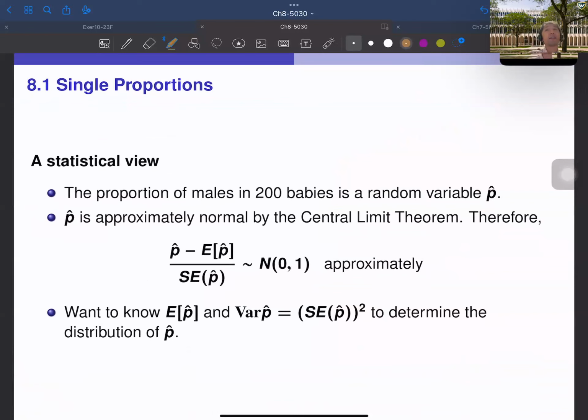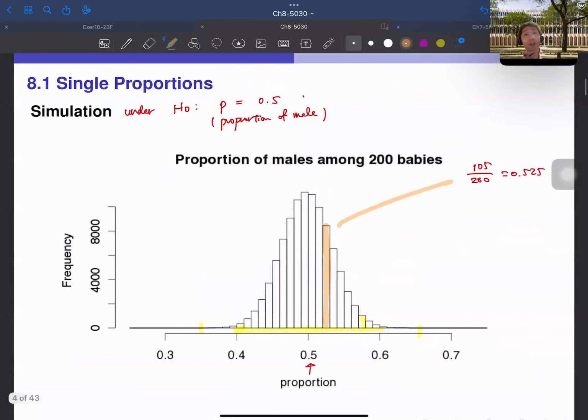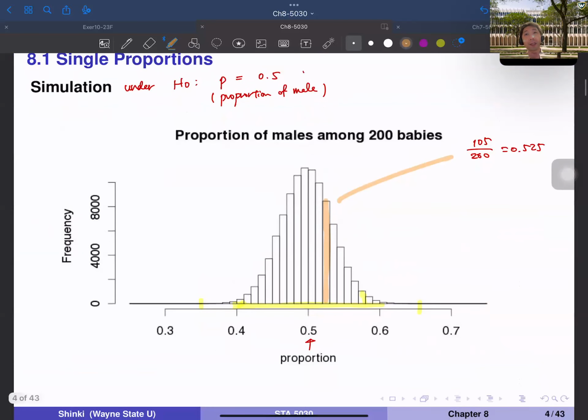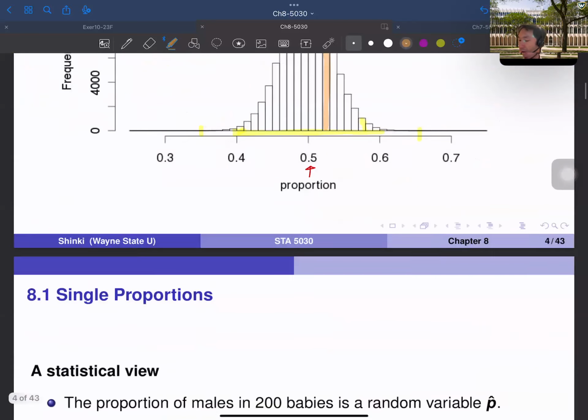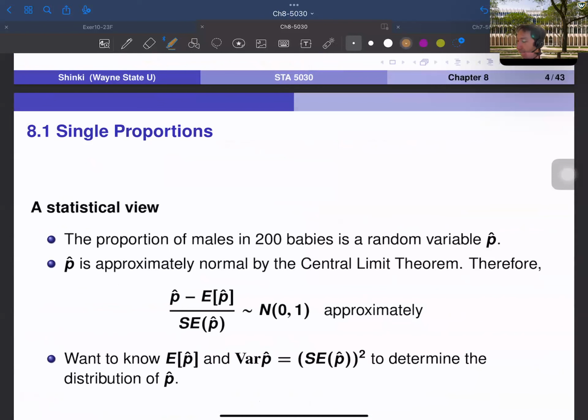So we want to justify this procedure statistically. So our conclusion should be 105 over 200 can happen under the hypothesis of 50% male, 50% female. So we do not reject p is equal to 0.5.